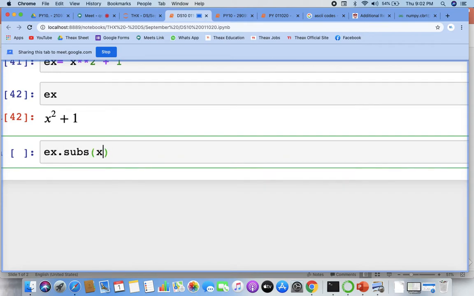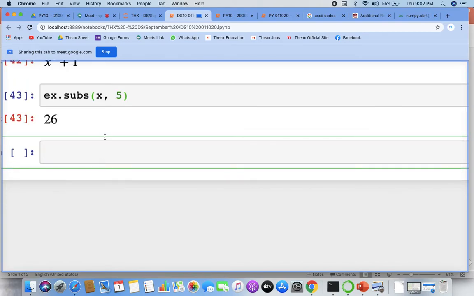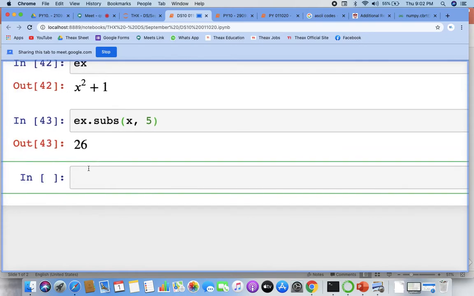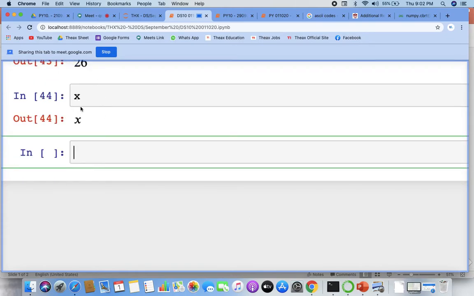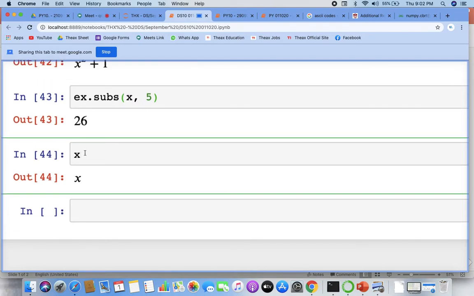Substituting the value of x in what? Equation. So, this ex, I have an equation. Substituting the value of x equal to 5. And so, getting the result as 26. That's it. Right? If I see my x, that is still the variable. Okay. Got it. That's a basic thing.